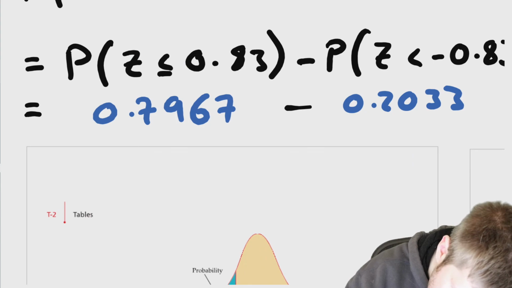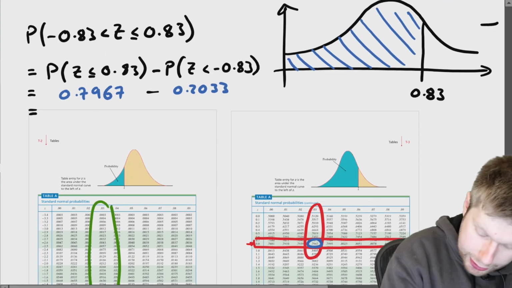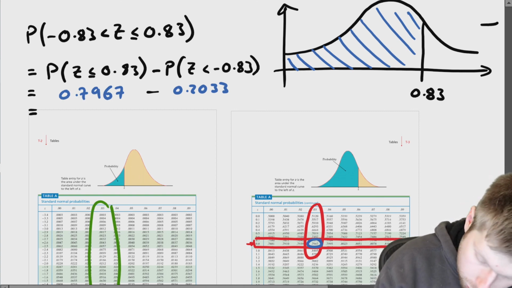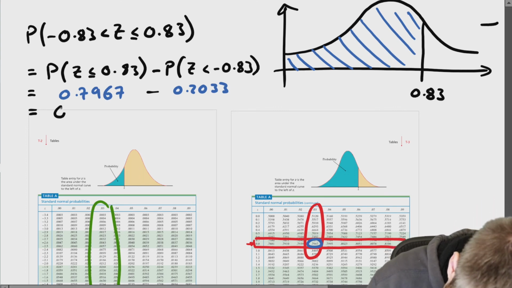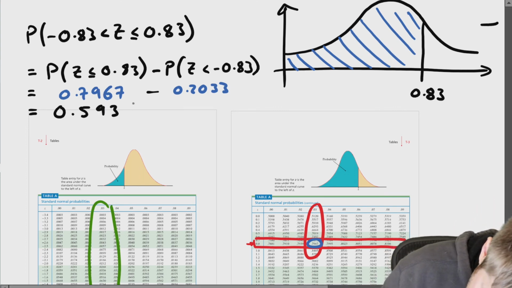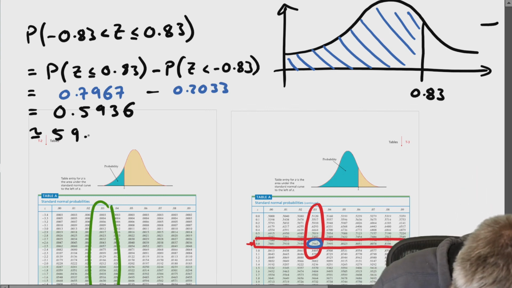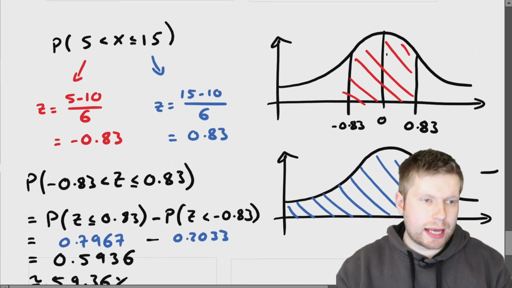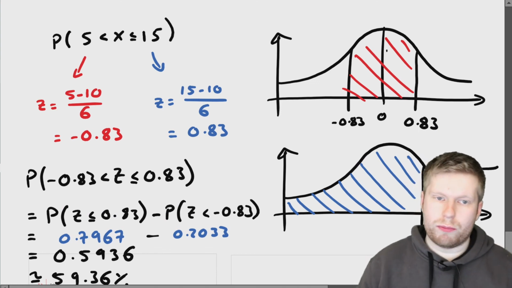So now all I need to do is subtract these two probabilities from each other. So let's have a look. Stick it in our calculator. We get 0.7967, subtract 0.2033. That gives us 0.5936, or that's going to be approximately 59%. So 59.36%. Okay. So in other words, 59.36 percent of values is going to lie between 5 and 15 of our original random variable.